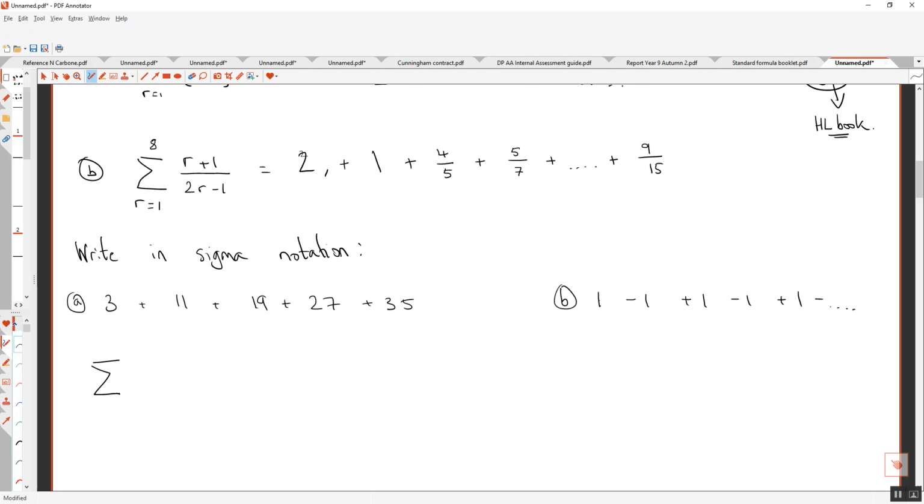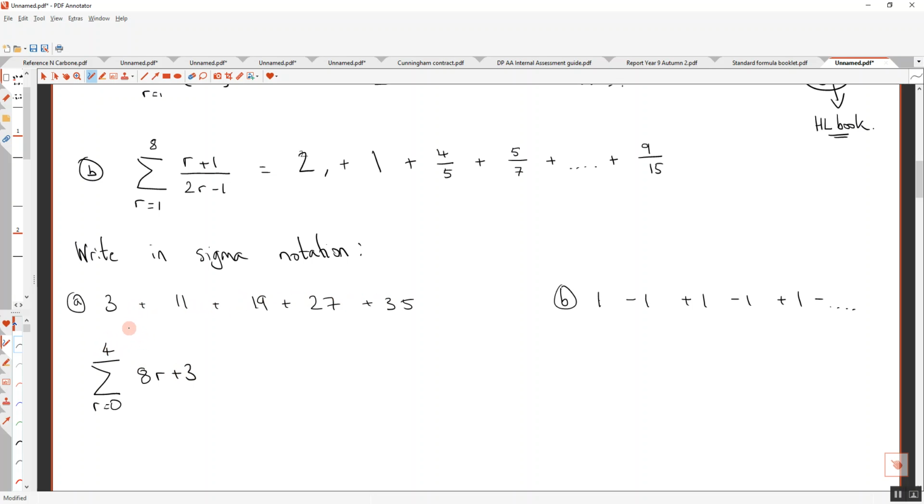That's a good point. Has anybody got an answer for part A here? Yes. Go for it, Ashlyn. Well, R equals 0, and then 8R plus 3. Say again. 8R plus 3, and you went up to 4.